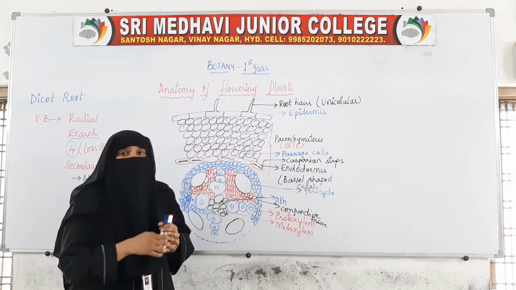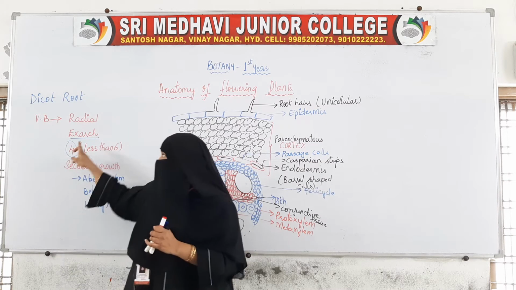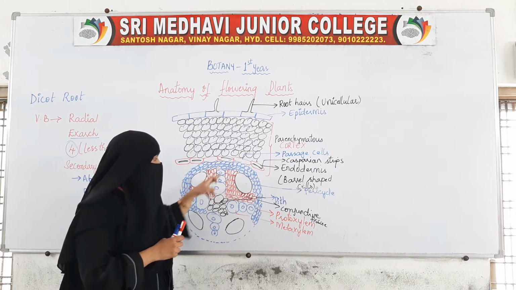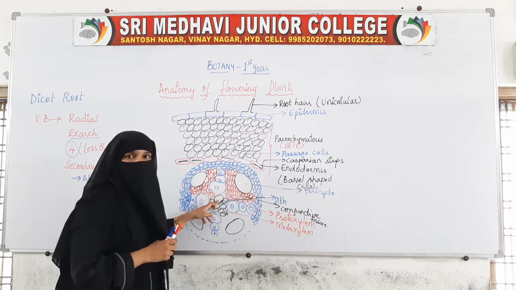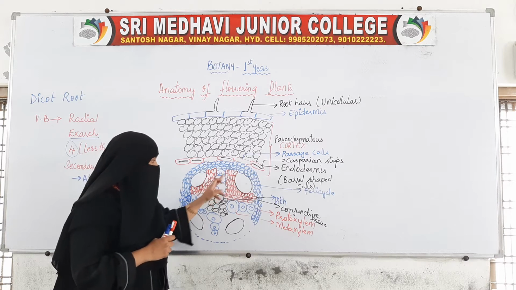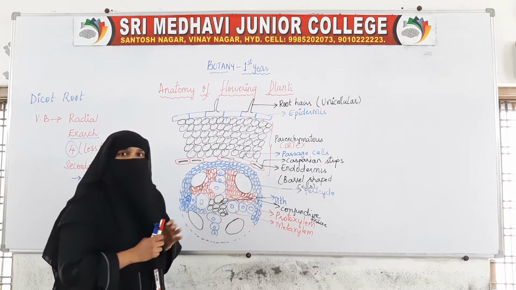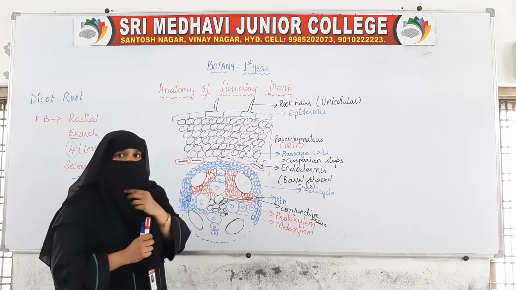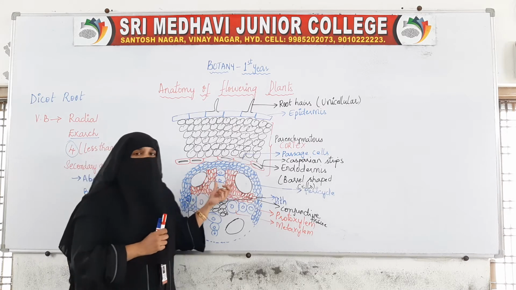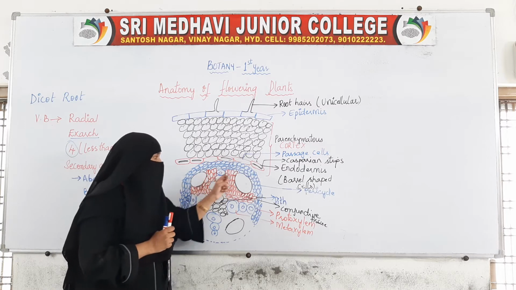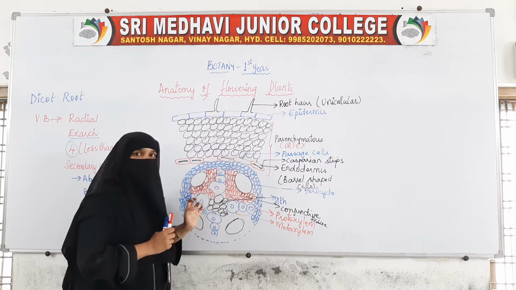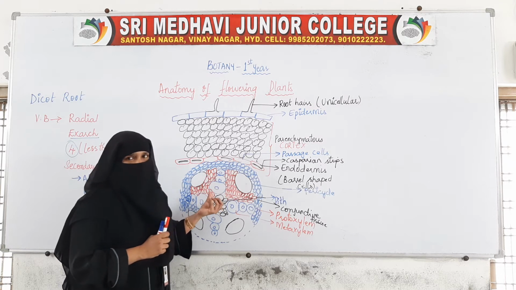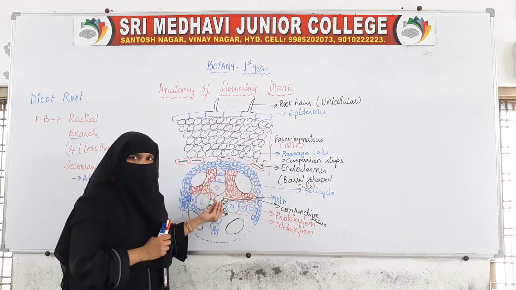And here the arrangement is exarch, that is, protoxylem will be towards the outside and metaxylem towards the inner side, and the number of vascular bundles is less than 6. The most common number which we see is 4. So we have drawn 4 alternating bands of xylem and phloem, and the pith is very less developed. Few cells are there in the pith.